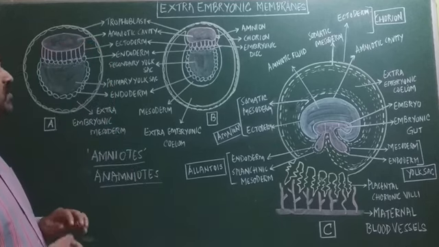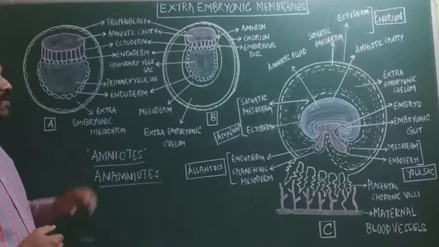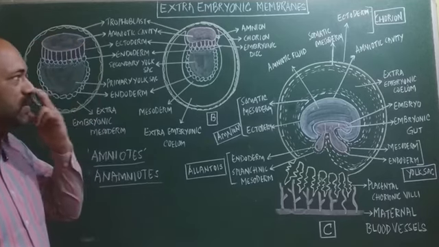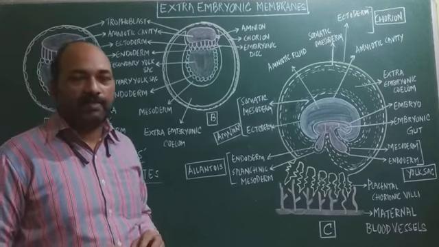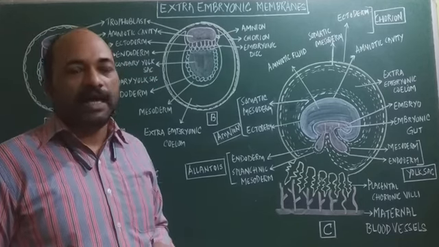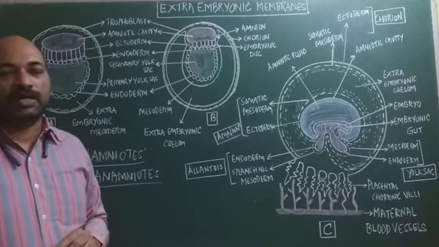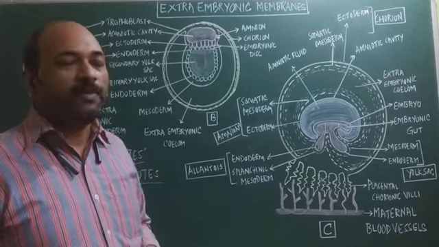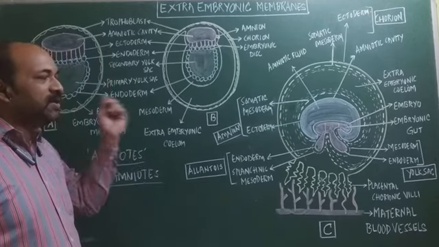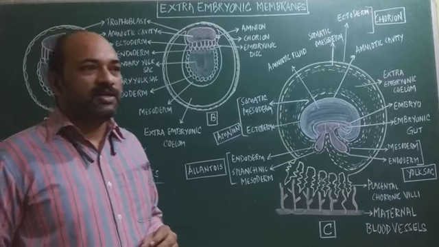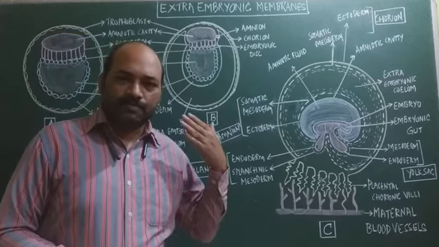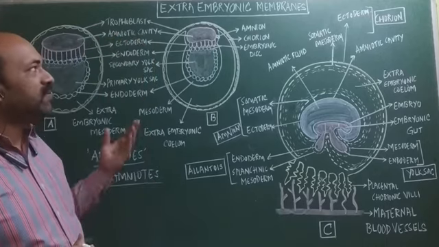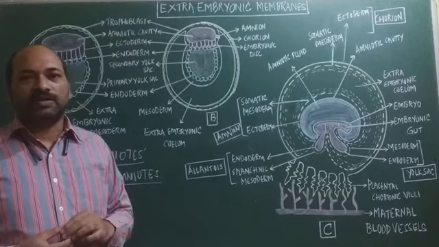Now, in the case of human beings, the four extra embryonic membranes present in the developmental stages are chorion, amnion, yolk sac and allantois. How are the yolk sac, allantois, amnion and chorion formed? During the developmental stages, once the stages like blastulation, gastrulation and neurulation occur, thereafter comes the formation of these extra embryonic membranes.